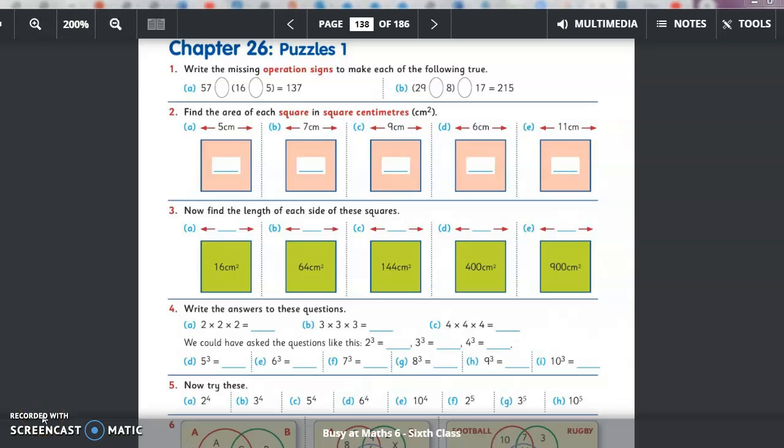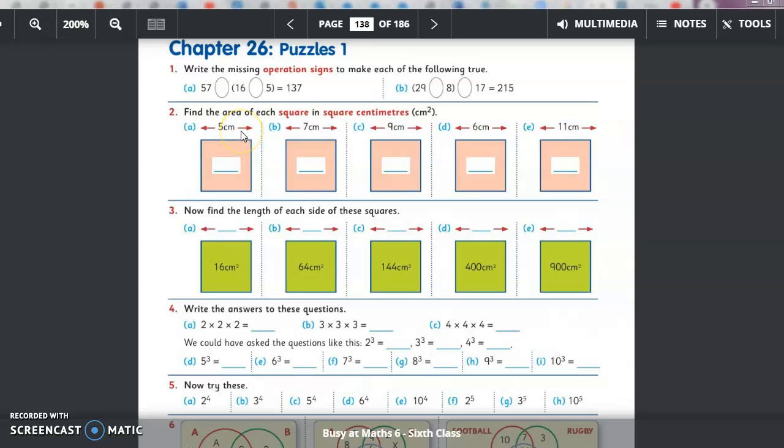Page 138, puzzles. Question 1. Write the missing operation signs to make each of the following true. Well, for these signs it has to be plus, minus, multiplication or division. So use a calculator to help you figure them out. And you should always do what's inside the brackets first. So 16 something 5 and in B 29 something 8 before you finish it.